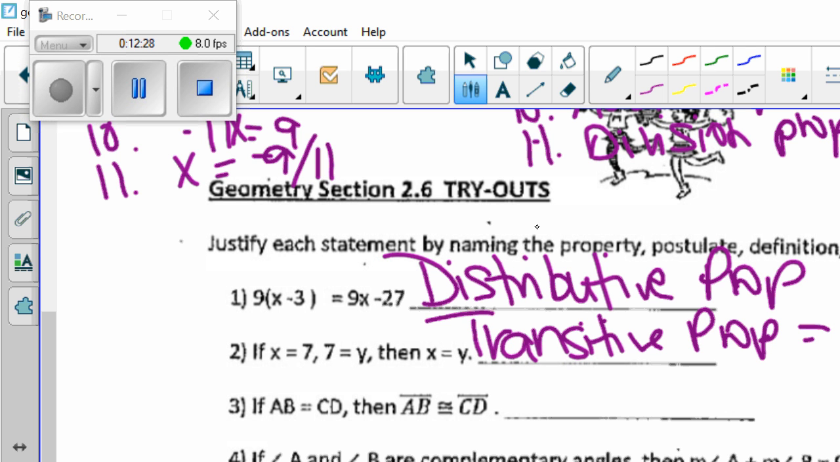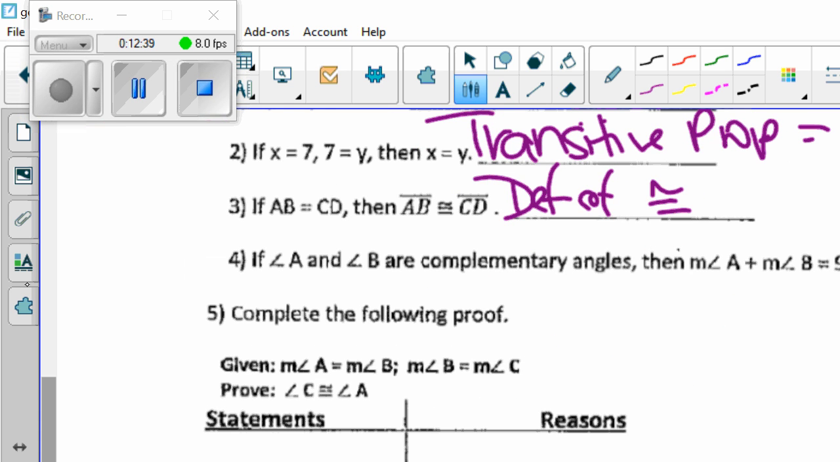Number 3, if AB equals CD, then segment AB is congruent to segment CD. I changed from equals to congruent. That's the definition of congruent. Number 4, if angle A and angle B are complementary angles, then measure of angle A plus measure of angle B equals 90 degrees. That's the definition of complementary.